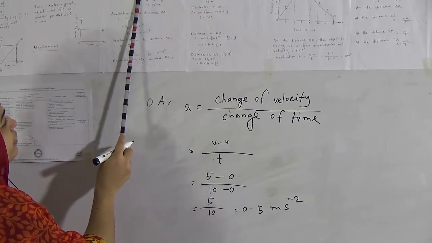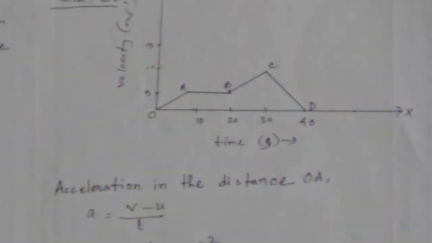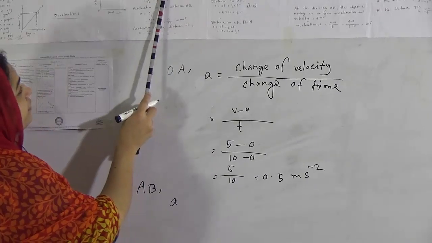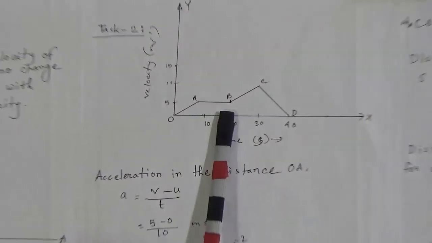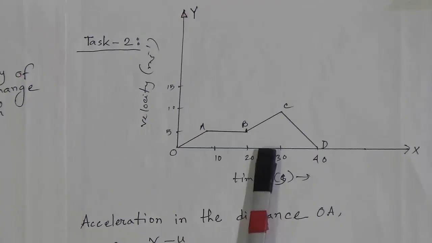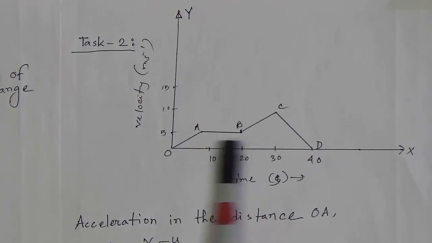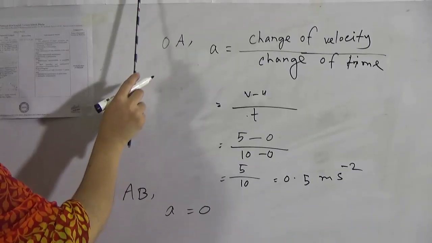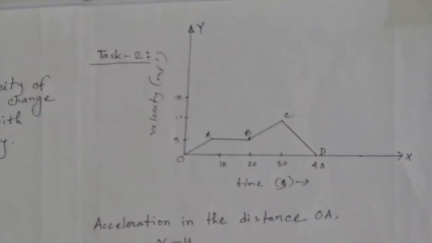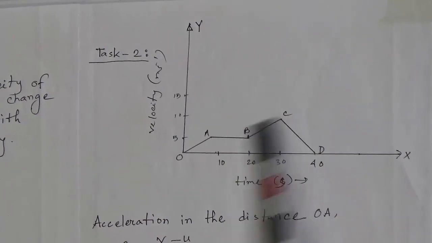Then you have to find out the acceleration at distance AB. From this figure diagram we can see that this is the uniform velocity. That means there is no acceleration, there is no change of velocity. That's why here acceleration will be 0.